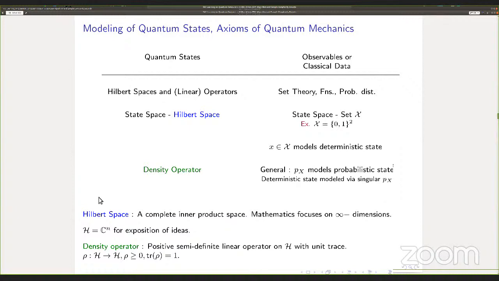What is the state space of a register? For a quantum particle, it's a Hilbert space. Just as you say the register takes a value in X, you can think of a prepared particle as living in the Hilbert space. What is a distribution? The analog of a distribution is what is called a density operator.